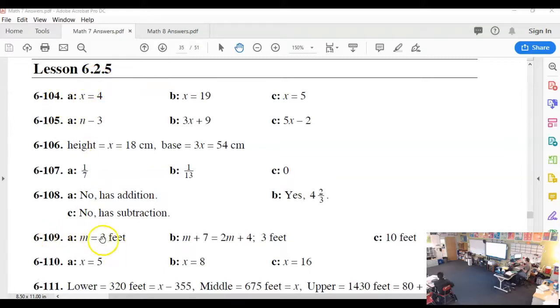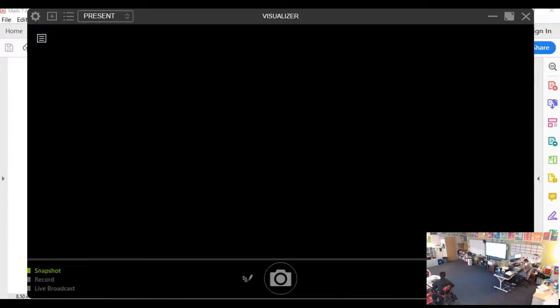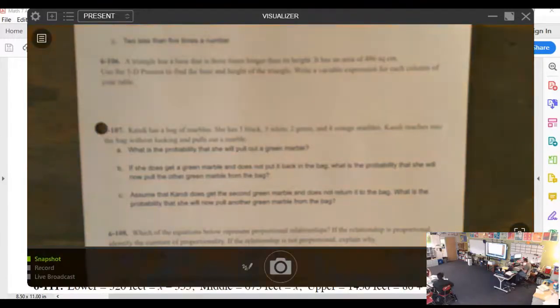In 109, we end up solving that M is 3 feet long. We could chop an M off the top and the bottom of those tight ropes. Right? Or whatever I think we call it, a tightrope maybe. Farah? I don't understand 108. 108. Thank you for asking about that.